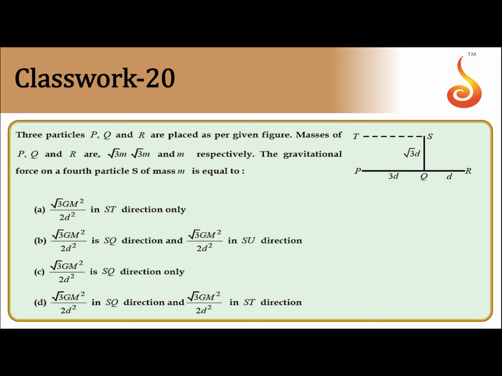Three particles p, q and r are placed as per the given figure. Masses of p, q and r are root 3m, root 3m and m respectively. So p is here, q is here and r is here. The gravitational force on a fourth particle placed at a distance root 3d is equal to, okay.